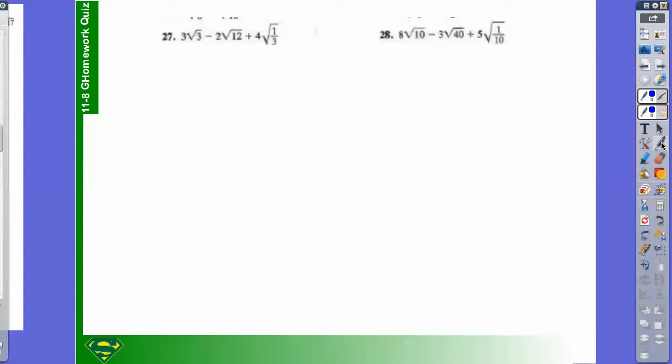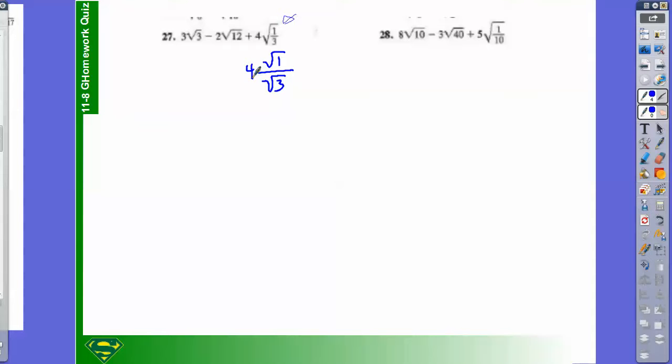So let's take a look at what we've got. I'm looking at this last fraction, and I notice that we have 4 times the square root of 1/3. Well, the square root of 1/3 is going to end up being the square root of 1 over the square root of 3. And we're not really allowed to have irrational numbers in the denominator. So we've got to rationalize the denominator here.